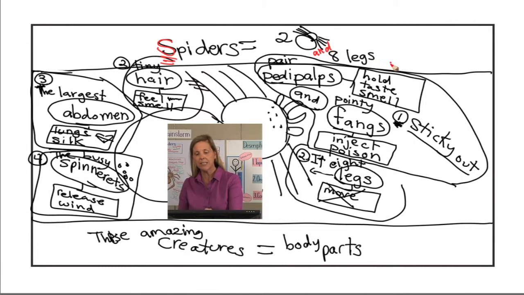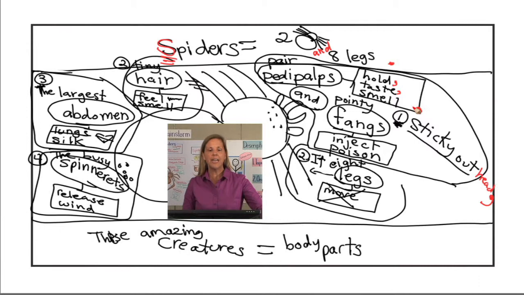We're done with our sentence, period. Go over to number 1. Sticking out from their head, so now I know, I'm gonna just put the word head here, and then a comma. Sticking out from their head are pointy fangs that inject poison and a pair of pedipalps that help it hold, comma, taste, comma, and help smell their food.